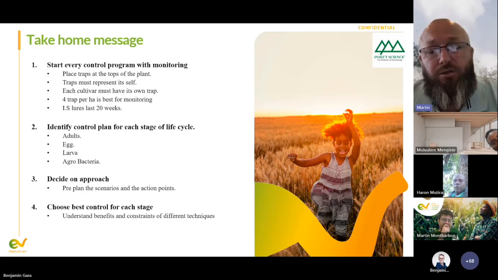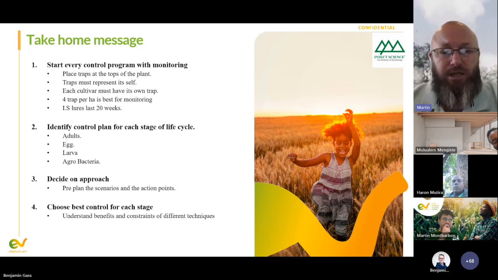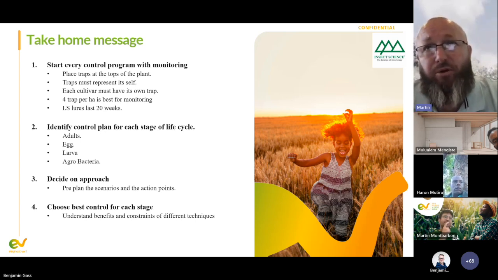Another thing you must look into: agrobacteria is highly volatile and seems to have an oviposition attraction to females, which means that they look for the agrobacteria to lay their eggs on to complete their life cycle. Again, I come back to decide on your plan before you start your season. And then as the box gets ticked and as the season progresses, you automatically know what to do when these specific things happen. And then choose the best control strategy per life stage.